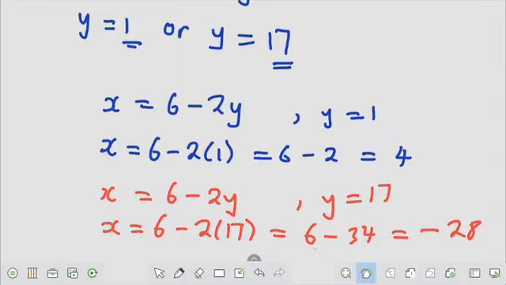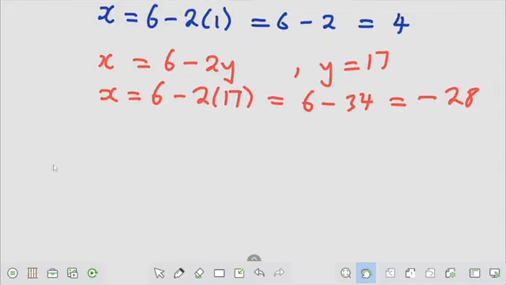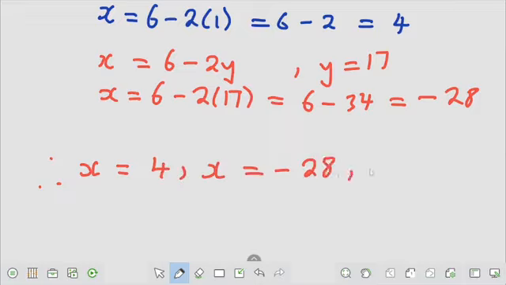Here we can just make a statement. Since we are finding the values, we can say therefore x is equal to 4, x is equal to negative 28, y is equal to 1, and the last value of y was y is equal to 17. So these are the values of x and y.